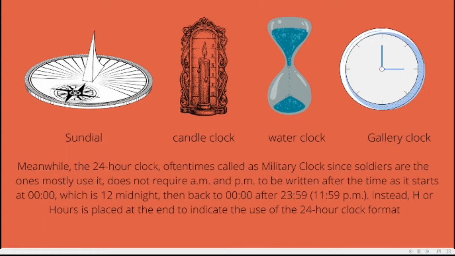Meanwhile, the 24-hour clock, oftentimes called the military clock since soldiers are the ones who mostly use it, does not require AM and PM to be written after the time. It starts at 0, which is 12 midnight, then goes back to 0 after 23:59 hours, which is 11:59 PM. Instead, H or hour is placed at the end to indicate the use of the 24-hour clock format.